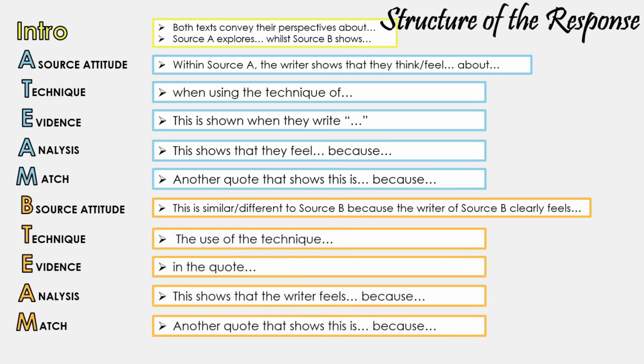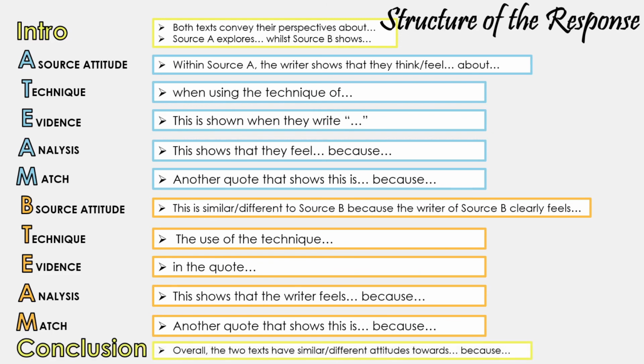Then you would follow the team structure for source B. Identify the technique used, state the evidence, and then analyse it. Explore how this evidence shows the writer's attitude in detail, and then match it with another explored quotation. And finally, a brief conclusion to tie it all together.